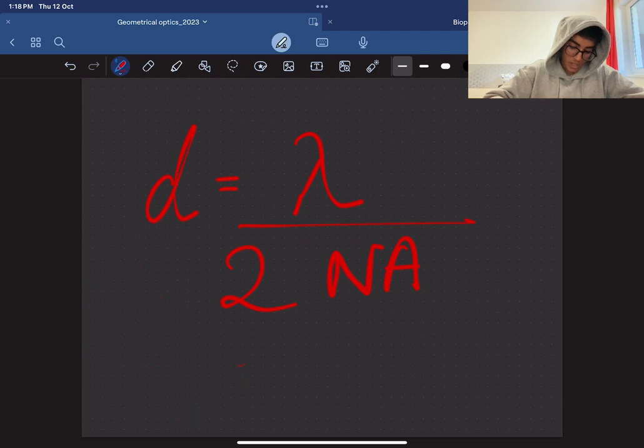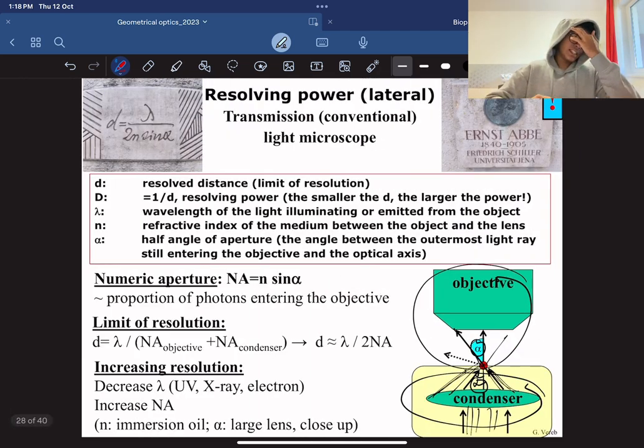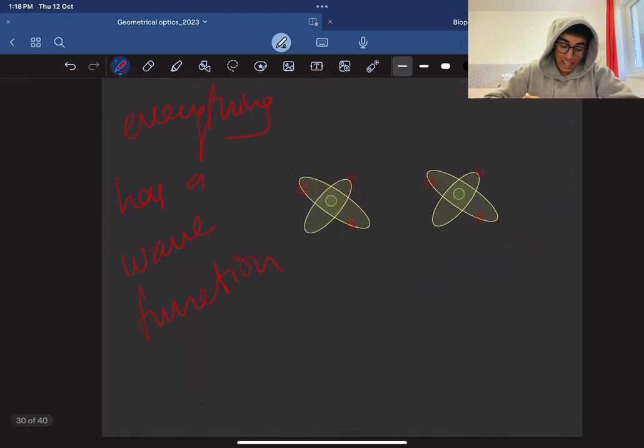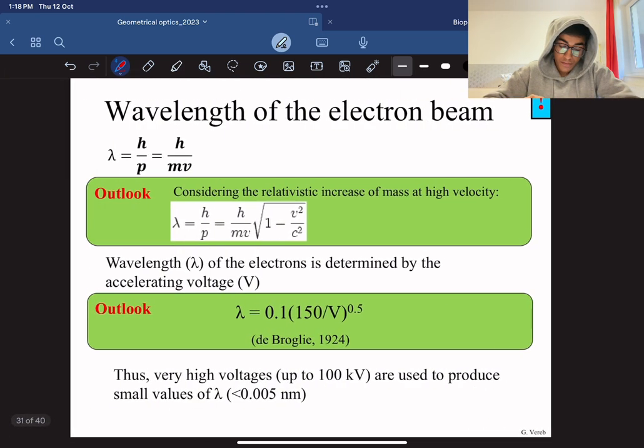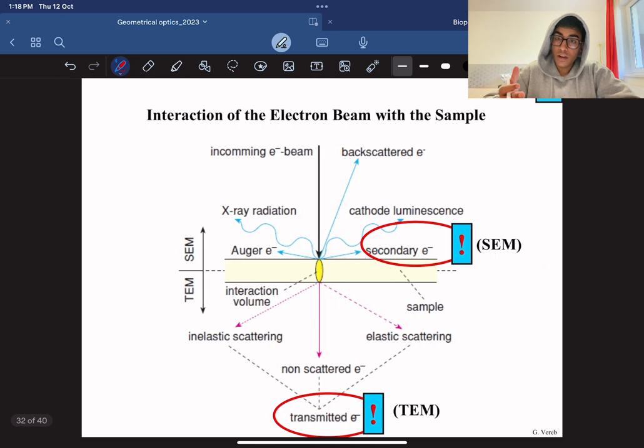Okay, so let me just erase this. Beautiful. Now we have that. So, that is exactly the principle of electron beam microscopes. Electron microscopy is based on this principle, where you take an electron beam concentrated on an object and then, using the wavelength of that, you get extreme precision.